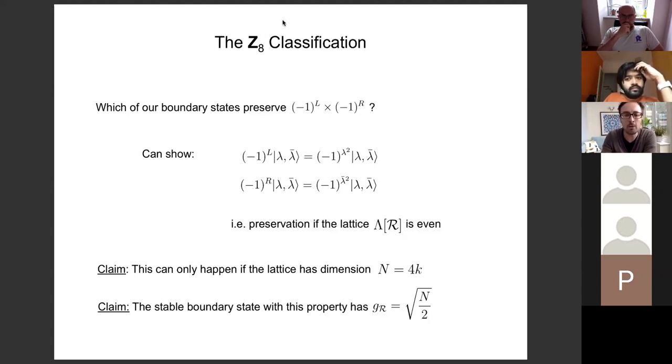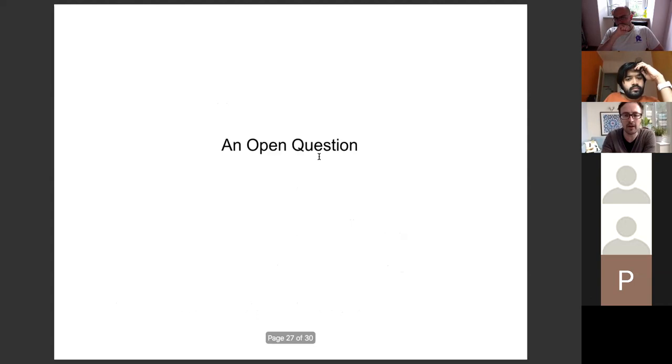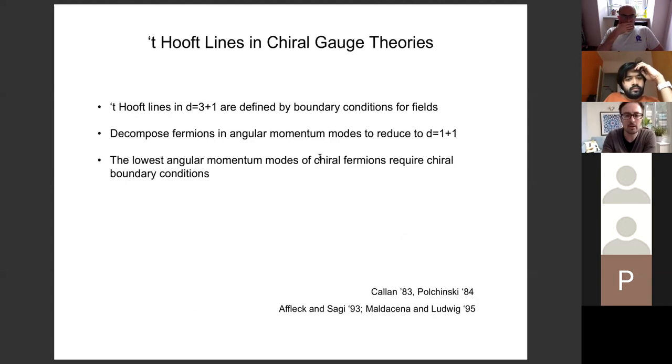The other one is an open problem about the Callan-Rubakov effect. And in modern language, it's the following. Take a chiral gauge theory in 3+1 dimensions and put in a 't Hooft line. A 't Hooft line is like a heavy magnetic monopole. The claim I want to make is no one knows how to do that. It's not at all clear how one can insert a 't Hooft line in a chiral gauge theory.